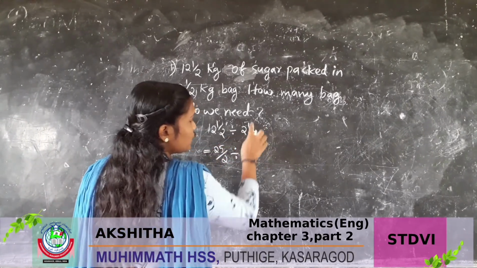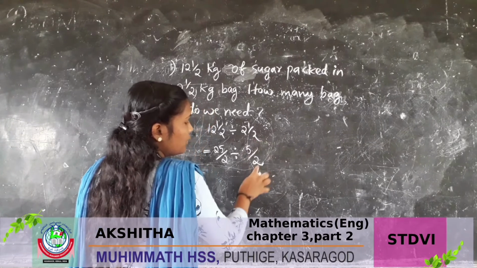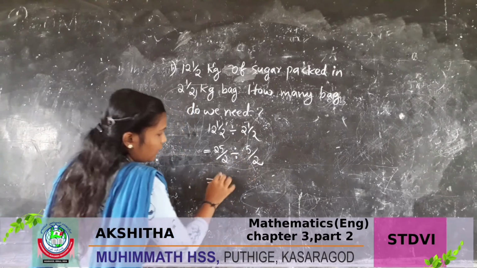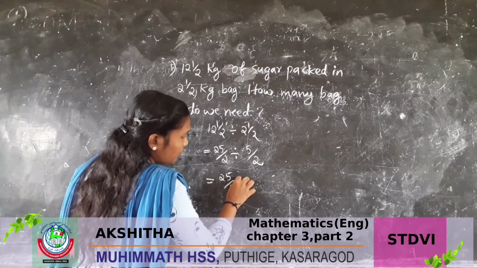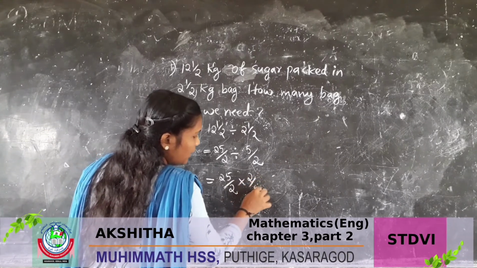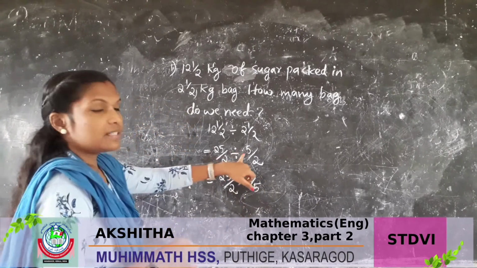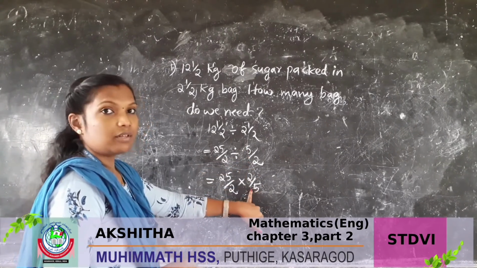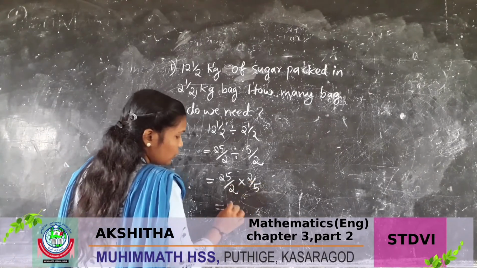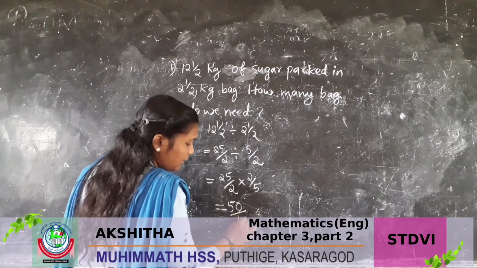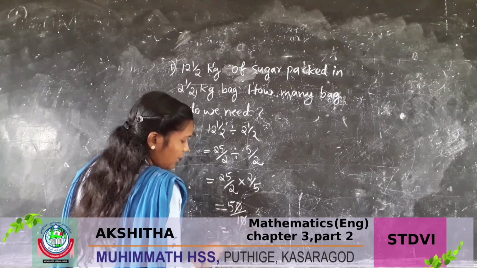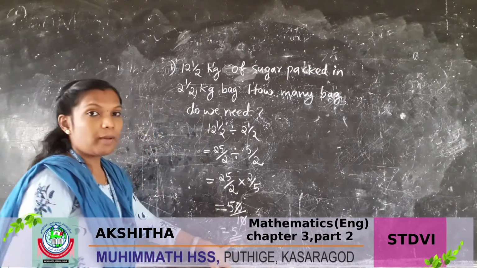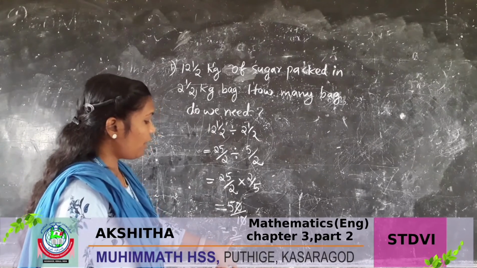2 2s are 4. 4 plus 1 5. 5 by 2. This 2 we should write here. Next 2 2s are 4. 4 plus 1 5. 5 we should write here. Next 25 by 2 into 2 by 5. Here reciprocal. Next 5 by 2 we should write as 2 by 5. Okay. Next 25 into 2 is 50. 2 into 5 10. 0 we can strike here. 5 by 1 is 5. So we need 5 bags. Okay, answer we need 5 bags.